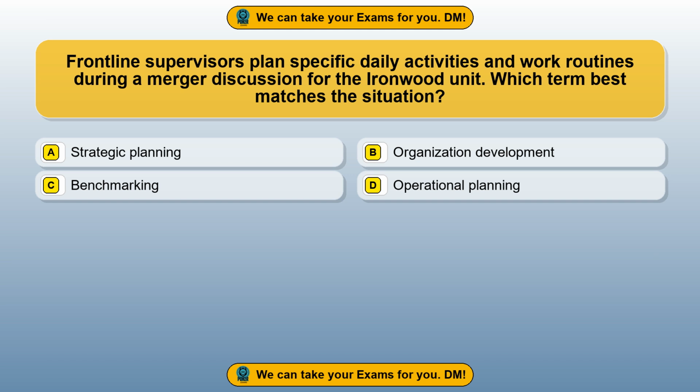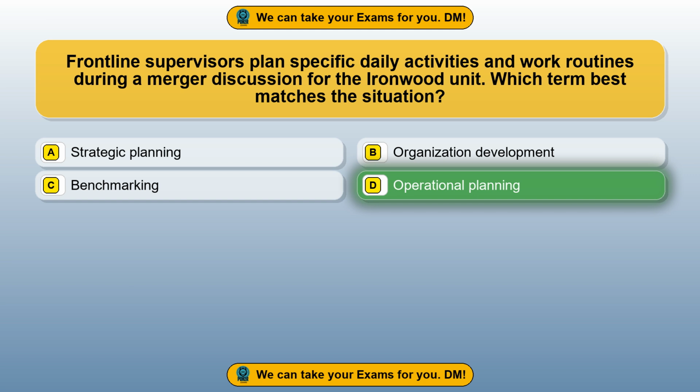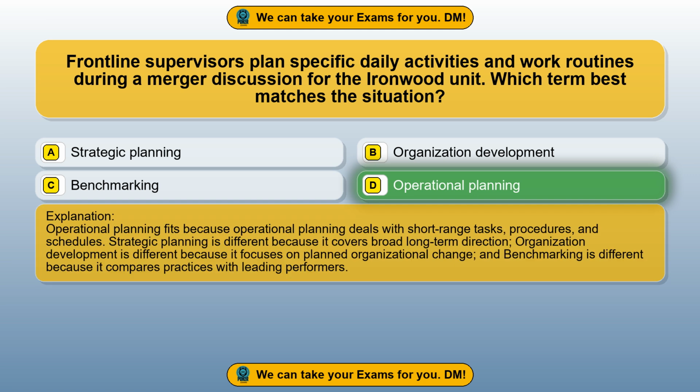Option A, strategic planning. Option B, organization development. Option C, benchmarking. Option D, operational planning. The correct answer is option D, operational planning. Operational planning fits because operational planning deals with short-range tasks, procedures, and schedules.